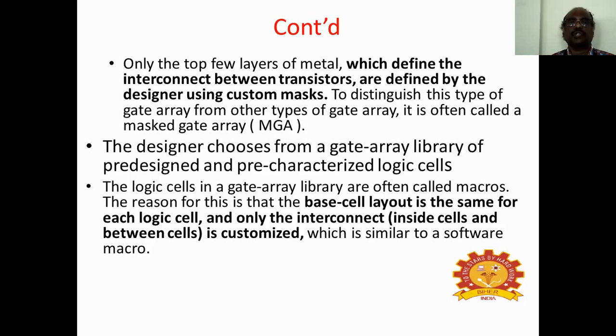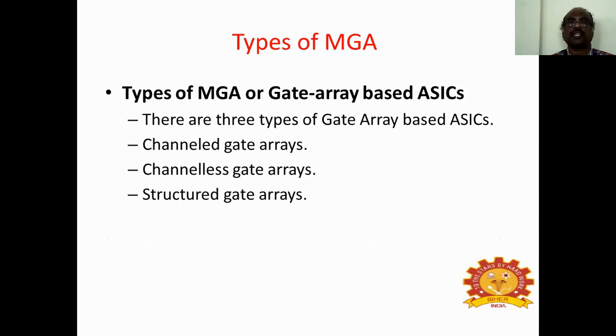The designer chooses from the gate array library of pre-designed and pre-characterized logic cells. The base cell layout is the same for each logic cell, and only the interconnect inside the cells and between the cells is to be customized. So we have interconnections both inside the cells and between the cells. You have the predefined logic cells, and the intra-cell connections and the inter-cell connections are customized by the designer only. That is the basic idea of the array.